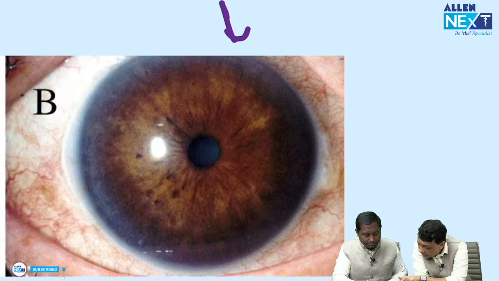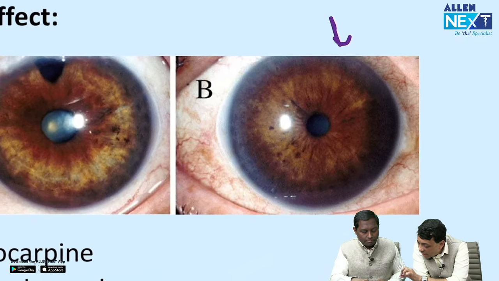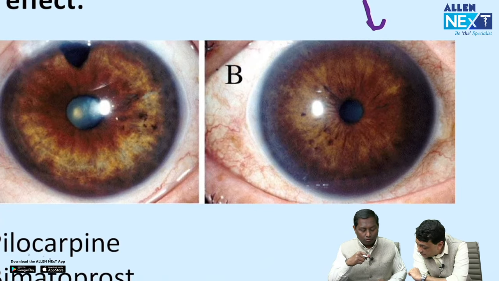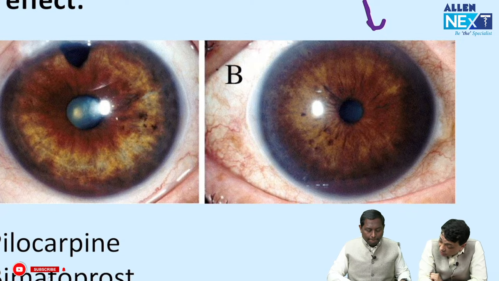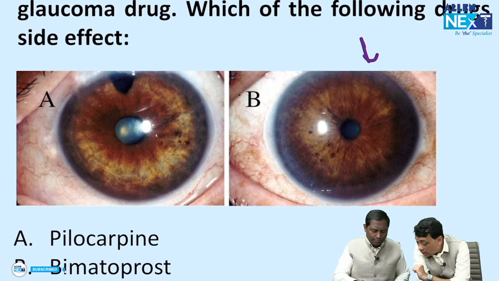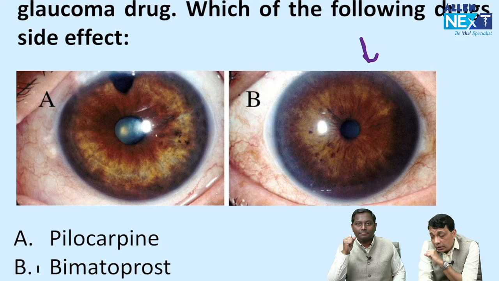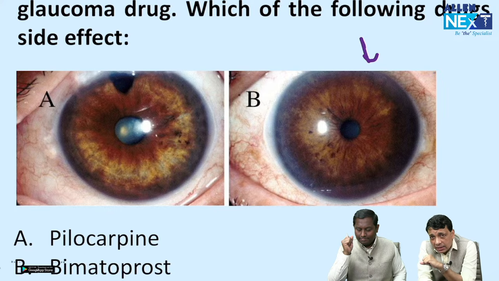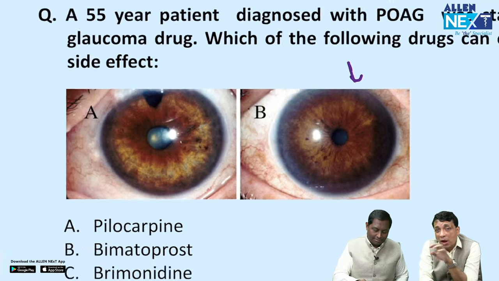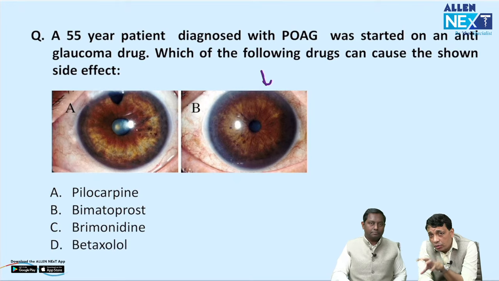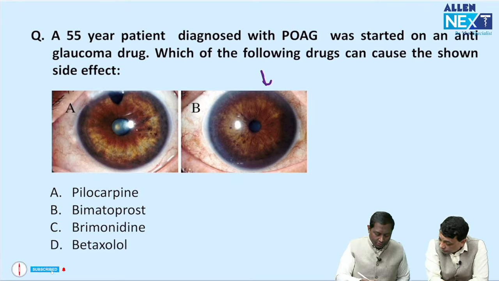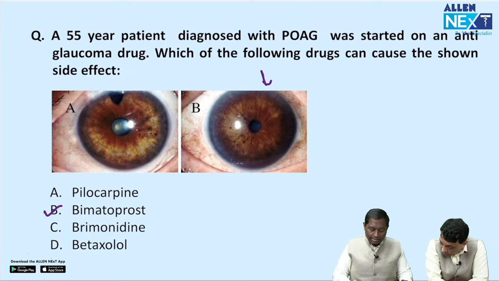Right. So if you see this, it is a drug which has caused hyperpigmentation, we call this hyperchromia of the iris. The question asks which of these drugs can cause that, and this can be very uncomfortable for a patient who has light colored irises. Most of us have dark brown irises, so we are not in danger. But there are people, particularly from Kashmir and other parts of India, who have lighter colored irises, and for them this is a very major cosmetic defect. So we have to be careful when we prescribe this drug to lighter colored irises. The correct answer, rightly mentioned by a couple of students, is one of the PGF2 alpha analogs, that is bimatoprost.